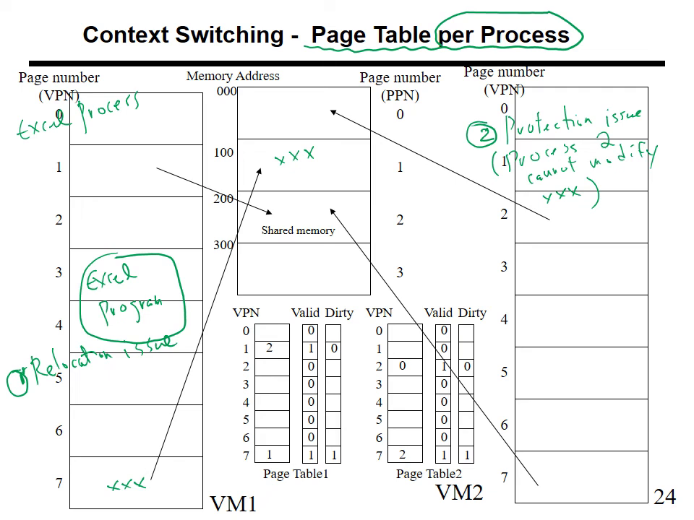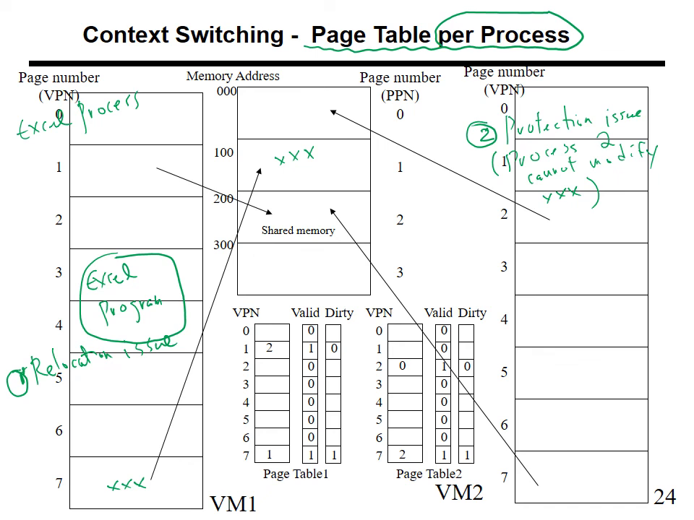So I'm going to explain the relocation issue on the left-hand side. Let us say the Excel program. You don't have any control over the physical memory, because sometimes you have a lot of programs running at the same time. So you're not able to load your Excel program exactly on page number 3, for example. But on the virtual memory side, you can do that, because your Excel program is running on its own. There is no other program here.